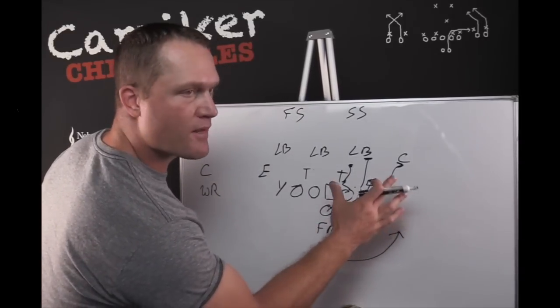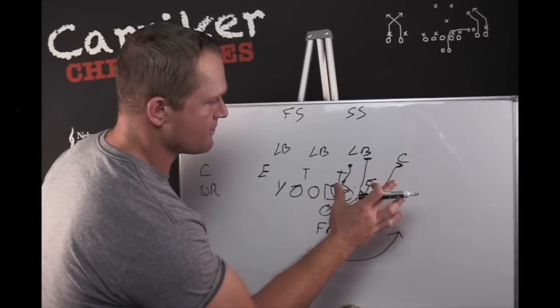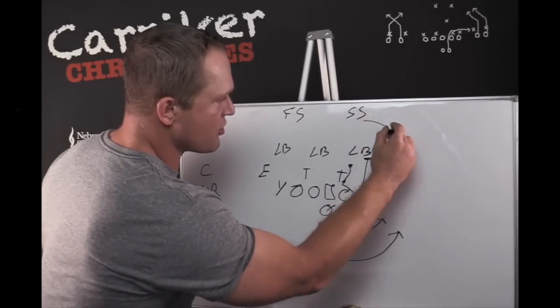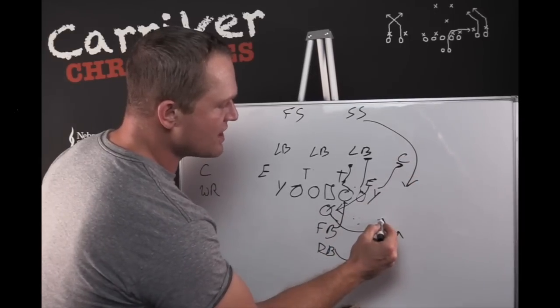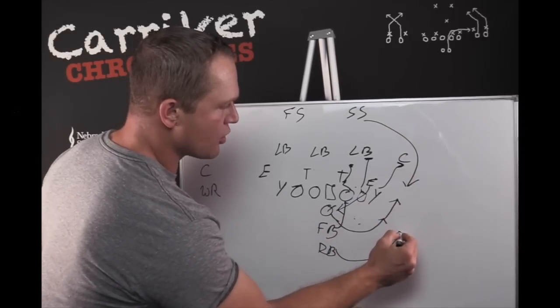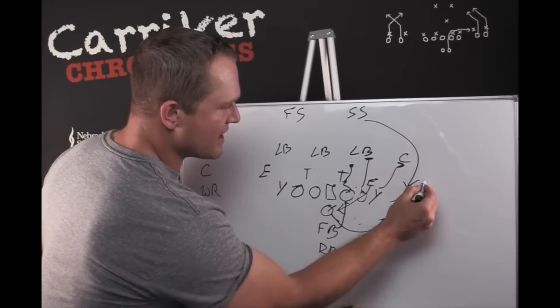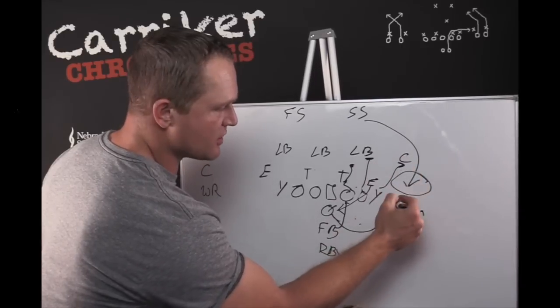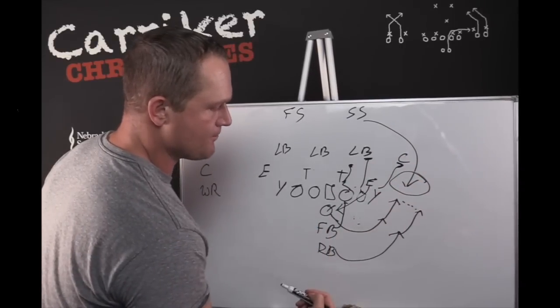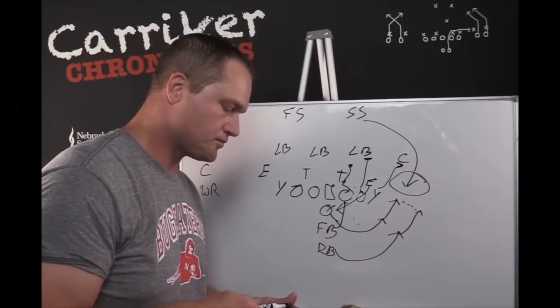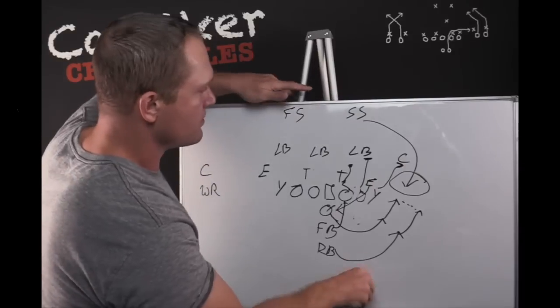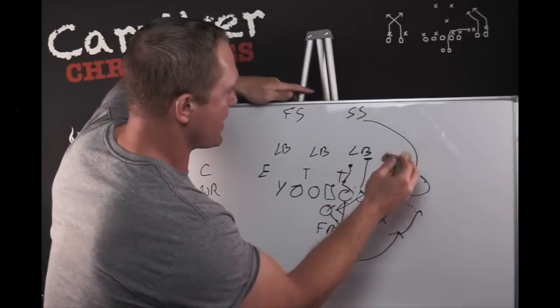Okay, and they're going to read whoever the first edge defender is that they see. If this corner beats the block, if the strong safety comes down, now you're either going to keep it or you're going to pitch it based on what this edge defender does. Does he come at the quarterback? Does he take the pitch man? So that's kind of the old school option. General way of running it.